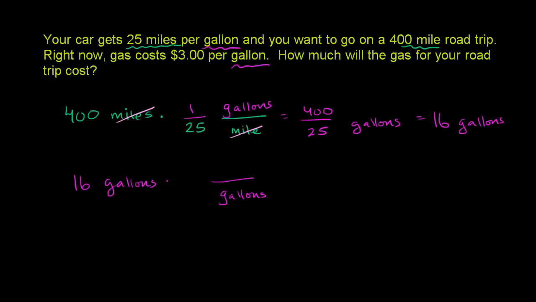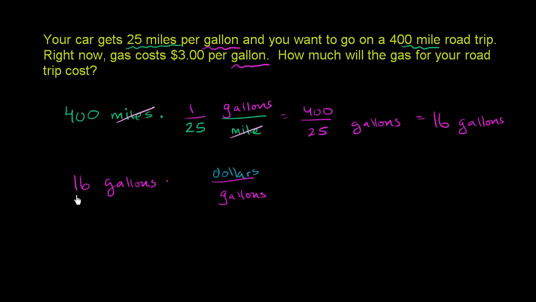So I could write it like this. Actually, let me just write out the word dollars. Dollars per gallon, the units will cancel out, and it also makes sense. Whatever the number of dollars per gallon, I multiply it times the number of gallons, and that's going to tell me how much it's going to cost.